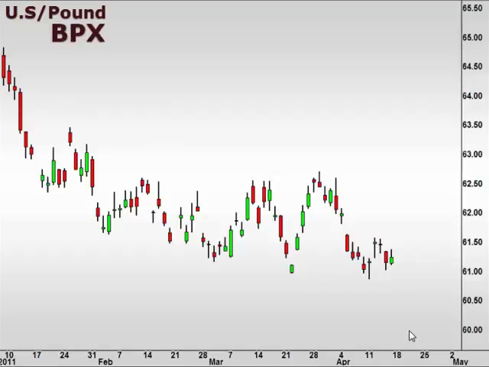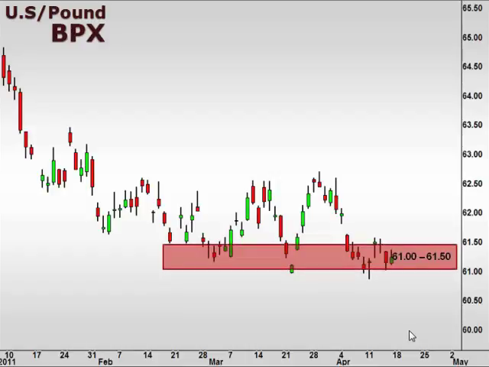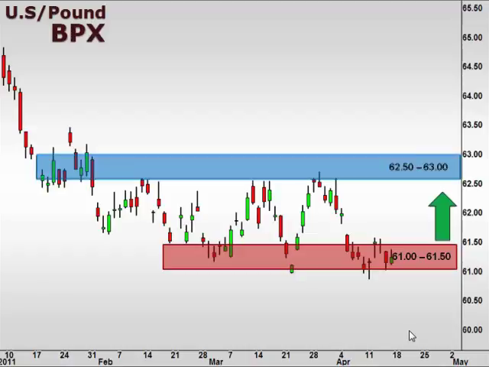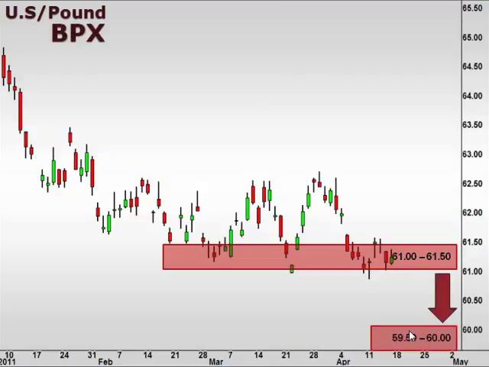Let's take a look at the US dollar versus the British pound as seen here in the BPX. Well, the BPX finished last week within the 61.5 support zone. A bounce this week is likely to meet with resistance up here at the 62.5, 63 focal zone. A break below 61 opens the window for a continuation lower towards the 59.5, 60 box.